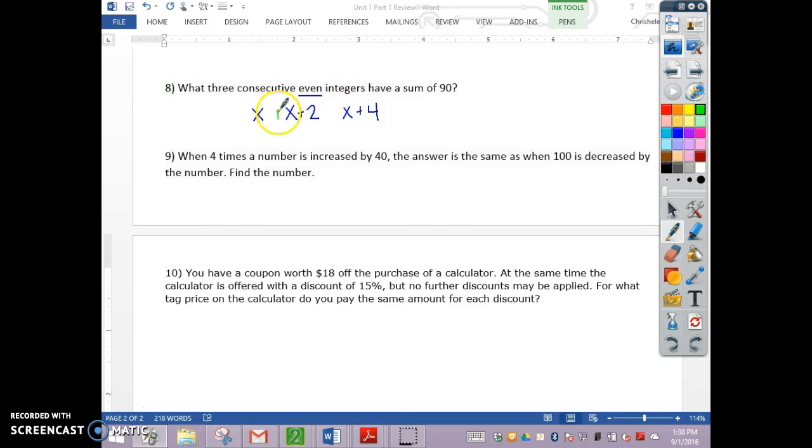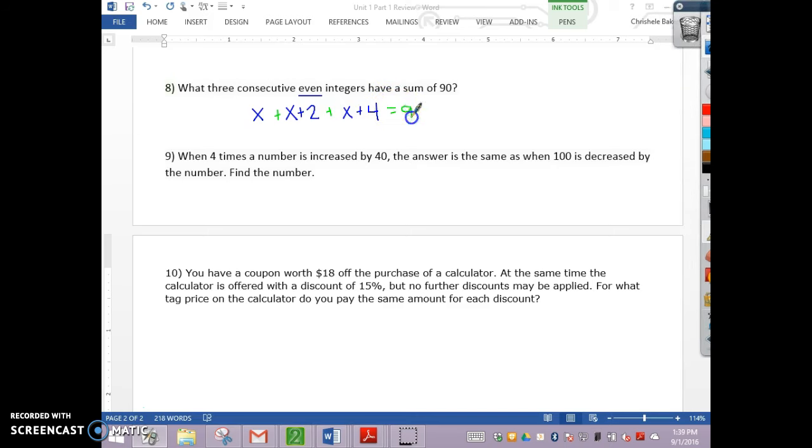Again, these are going to add, and they add to 90. So that's x, x, x, 3x plus 6 equals 90. Subtract 6 from both sides, and divide by 3. That's going to give me 84 divided by 3, 28. Again, x represented the smaller one, so my numbers are 28, 30, and 32.